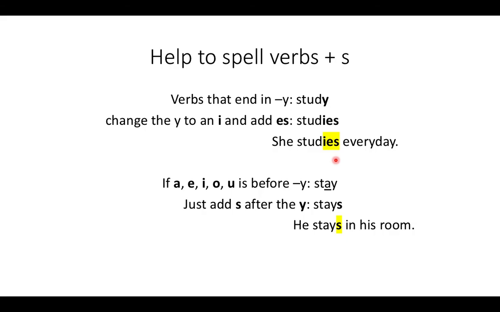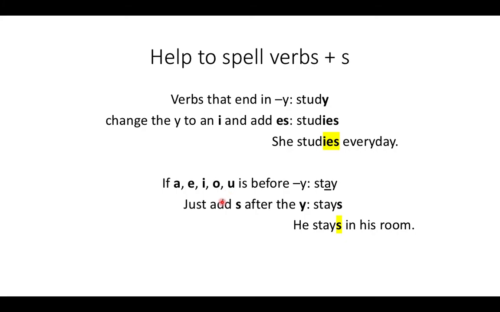But when you spell it, you can't just add an S after the Y. You can't do that. So when you have a verb that ends in a Y, so like the word study, that's a verb, it's something that you do. It ends in a Y. So that means you have to change the Y to an I and you add ES. So studies, we had to change the Y to an I and we put ES at the end. So that's how you spell it. She studies every day.